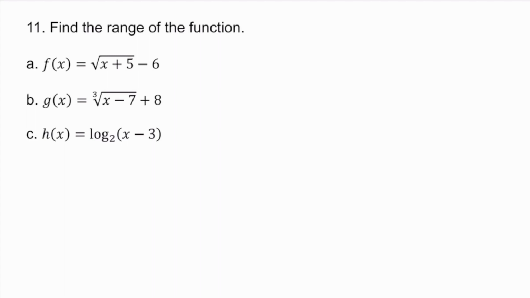Okay, and we know that the square root of x always comes back with a number that's greater than or equal to 0. So this square root of x plus 5 is going to be greater than or equal to 0. But then I'm going to subtract 6. So the output is going to be y is greater than or equal to -6, because it could equal -6 if x was equal to -5. I'd be taking the square root of 0. That's 0, and 0 minus 6 is -6. So that can happen, but otherwise, the square root of x plus 5 will be a positive number.